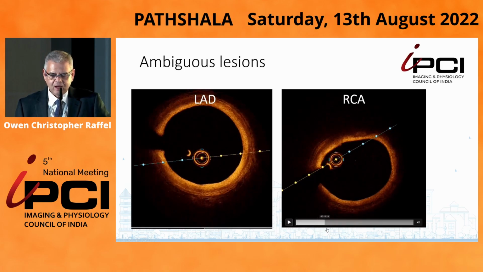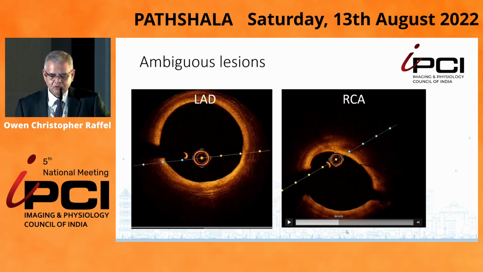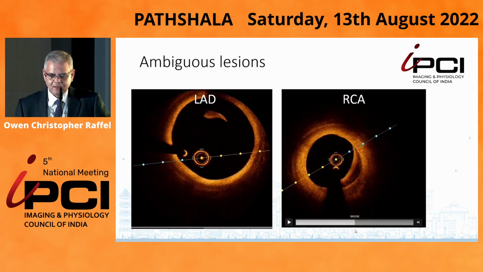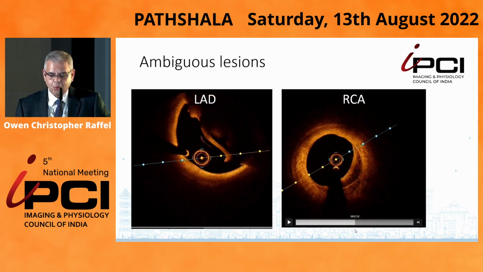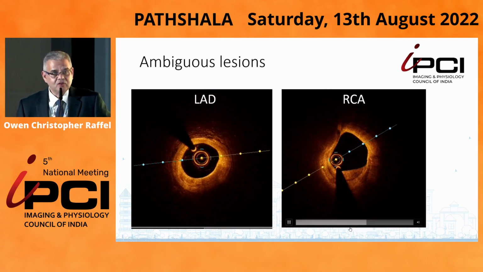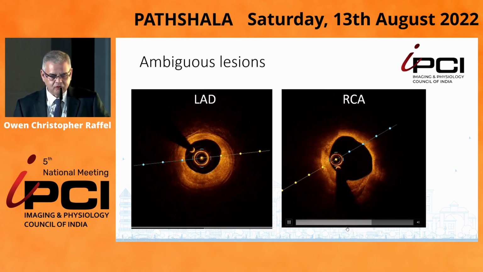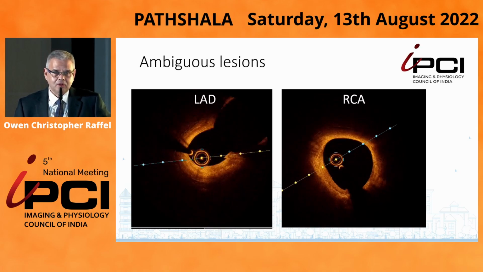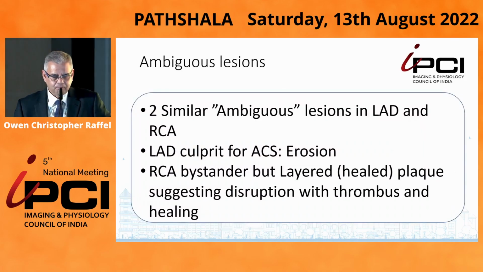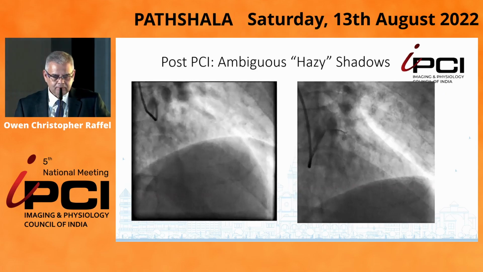This is the RCA, which is probably even more interesting. And that's the appearance of layered healed plaque, and quite fresh too. So he's had a disruption on the right quite recently. So he's a high-risk patient, will need aggressive secondary prevention therapies. And in this context, the operator just stented the LAD and gave medical therapy for the right. So two similar ambiguous lesions. LAD was the culprit for ACS and erosion, but the RCA was a bystander with layered healed plaque.